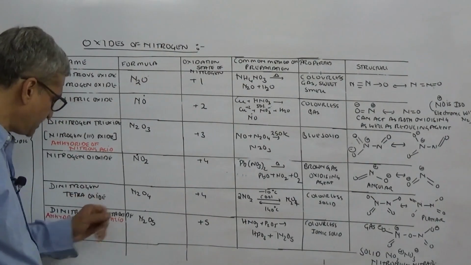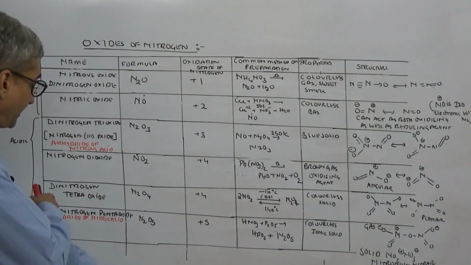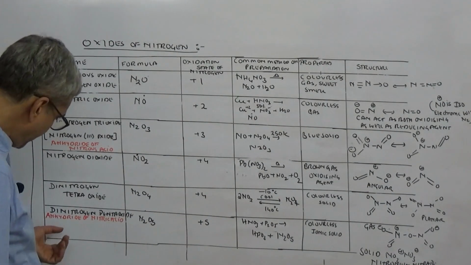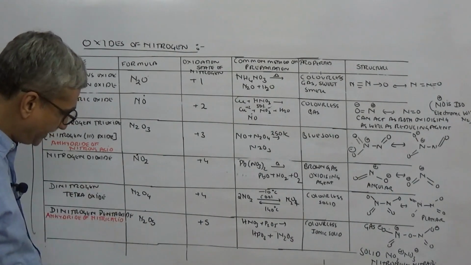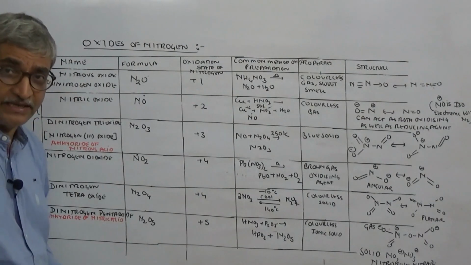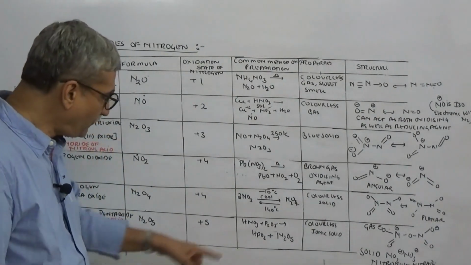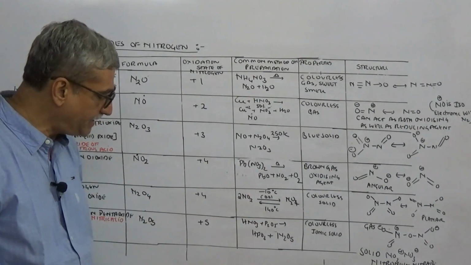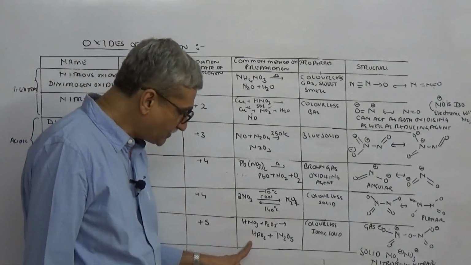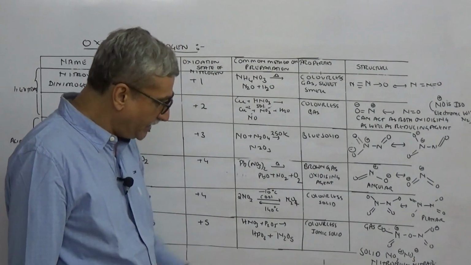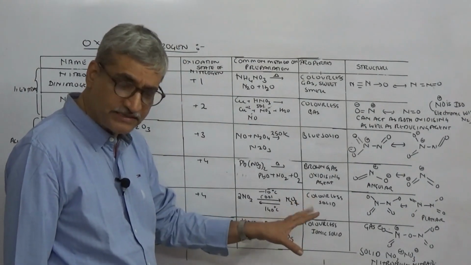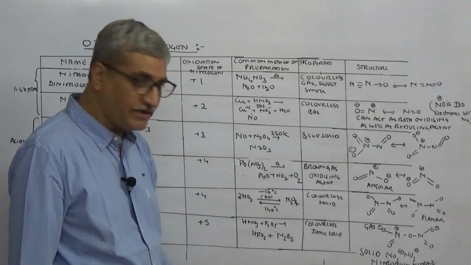Dinitrogen pentaoxide is also called the anhydride of nitric acid. It is prepared by heating nitric acid over phosphorus pentaoxide, which is a dehydrating agent. You get metaphosphoric acid and N2O5. In the gaseous state it's a colorless gas. In the solid state, it's a colorless ionic solid.